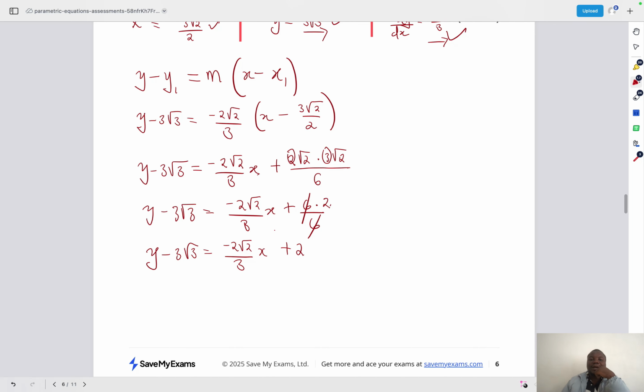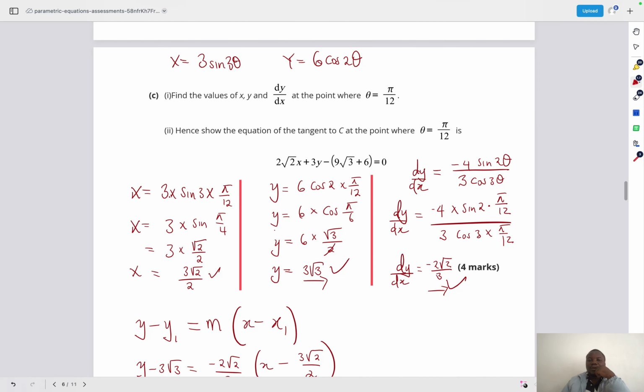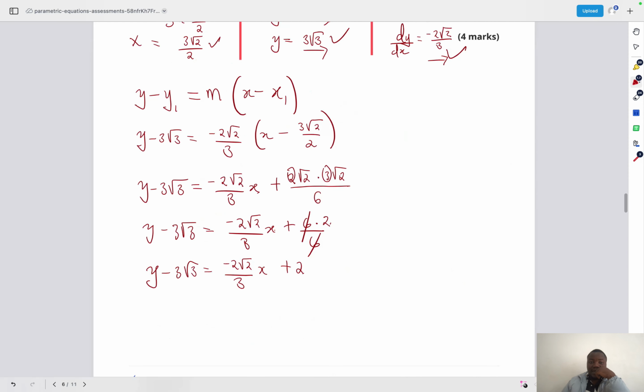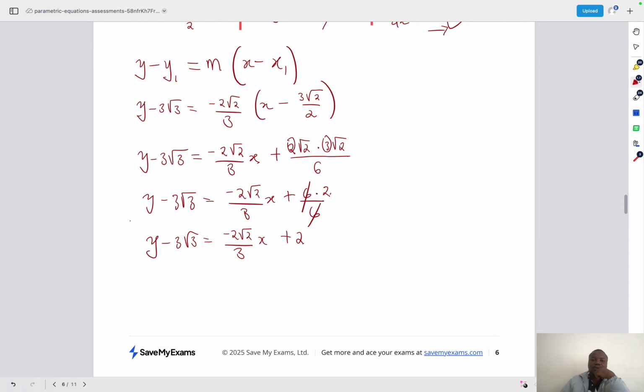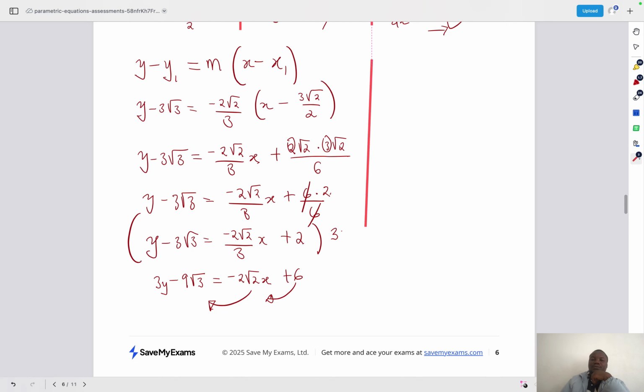Now let's go back to what we are asked to show. They want it to be without any denominators here. So what I'm going to do now, there is a 3 at the bottom. I will multiply this whole equation by 3 so that this 3 can cancel. So 3 times y gives me 3y. 3 times negative 3 root 3 gives me negative 9 root 3 equals, if I multiply this guy and that guy, that gets to cancel to give me just negative 2 root 2x plus 6. So now my job is to bring or transpose all of these onto one side. So if we do that, we must actually get our answer that they want us to find.